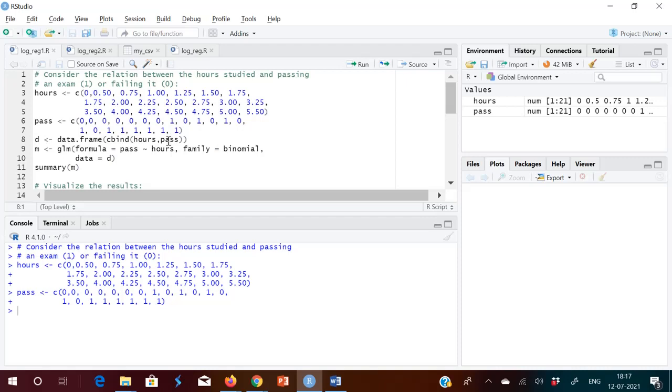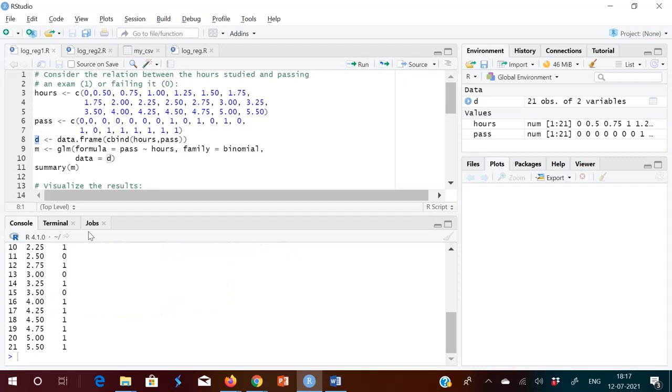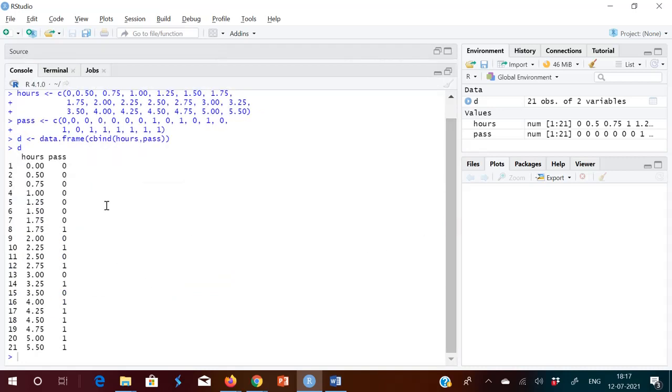Now I'm going to make a data frame of hours and pass. If you want to know what is in D, just select D and press Control Enter. You can see hours and pass here. Suppose someone has studied 0 hours, pass is 0. So 0 means fail and 1 means pass.